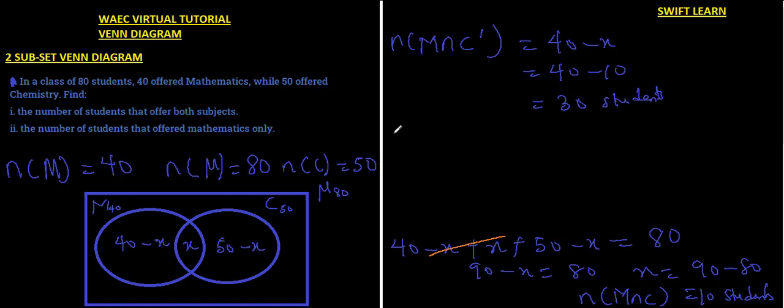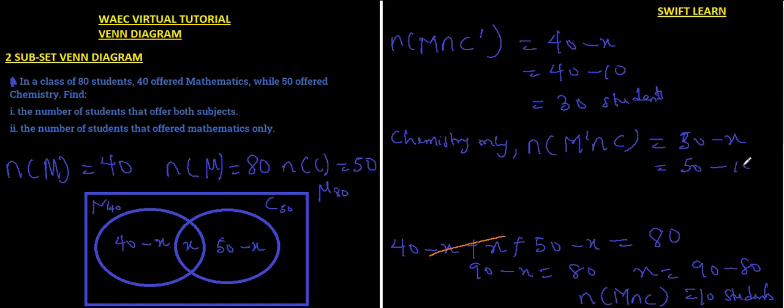Alright, let me just add one more question quickly. If I say those that offered chemistry only, you can pause the video and do that. Chemistry only quickly. Okay, welcome back. That will be M prime, I mean complement of C. That's what? 50 minus x. So those that offered chemistry alone are 50 minus 10, which is what? 40 students.